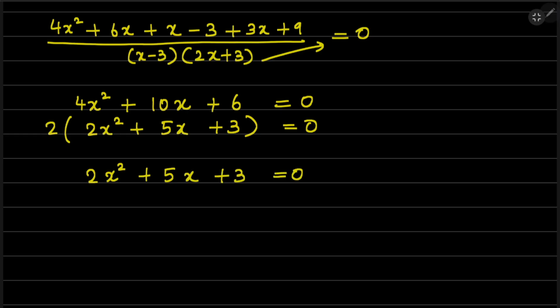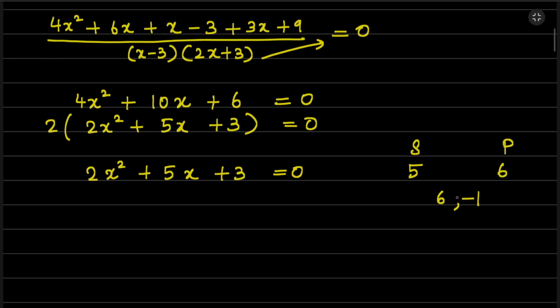Now you can factorize it using middle term splitting. So you have got sum and a product. The sum is b, which is plus 5. Product is a into c, which is 6. So 6 ones are 6. You can add a minus 1 here. But again, you cannot do it, right?